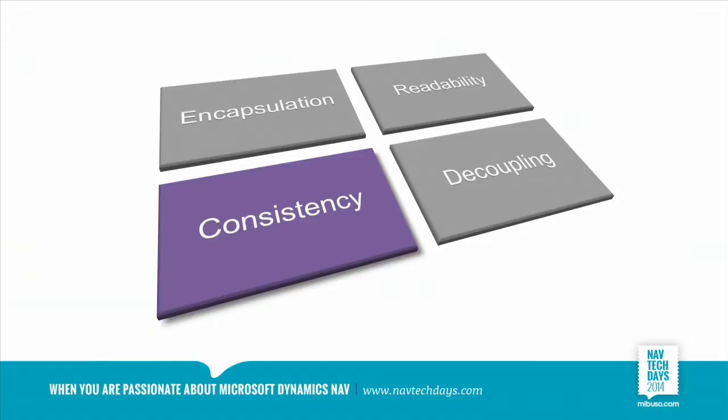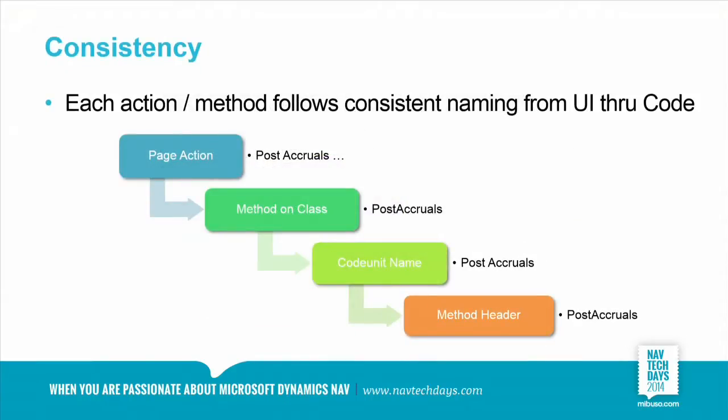So from readability, let's move one step on to consistency. And that's consistency as seen in naming. There is a functionality that we've written, and I'm by design taking functions that are not part of NAV standard, but of an add-on that we've developed. We have a functionality that posts accruals automatically. So we have a page action that is called post accruals, ellipsis. We have a method declared on the class which is called post accruals.